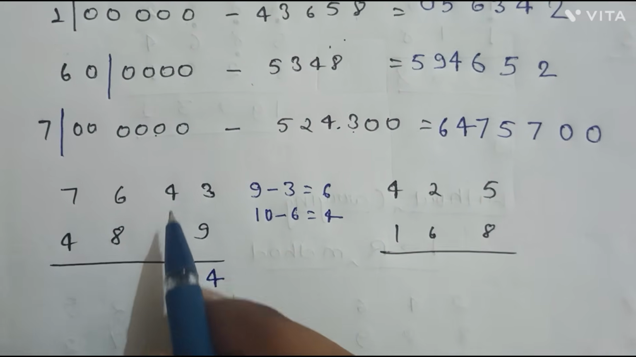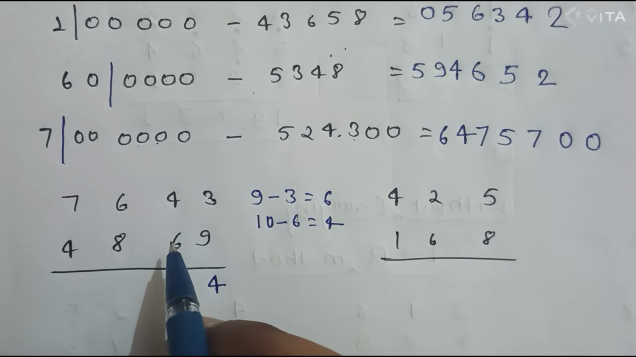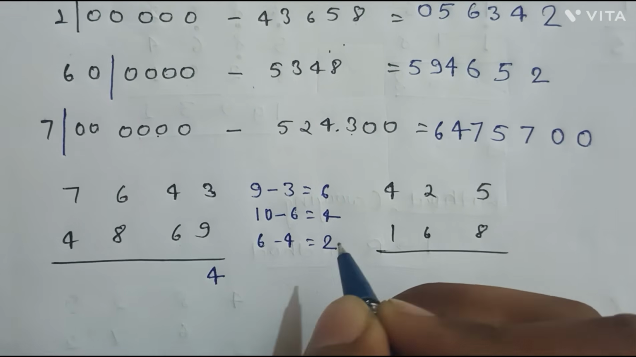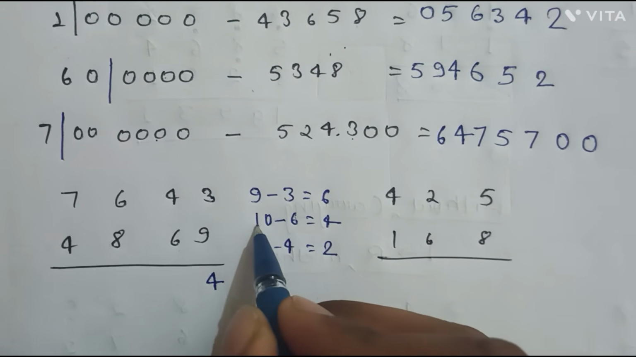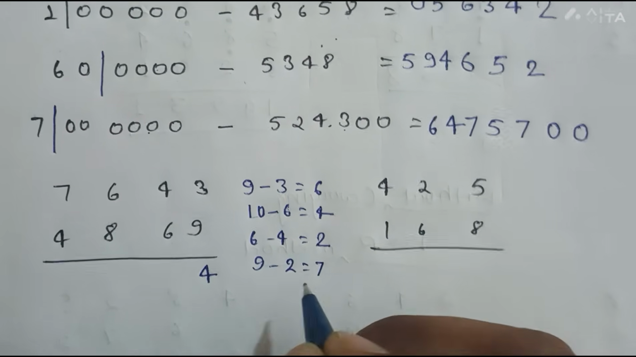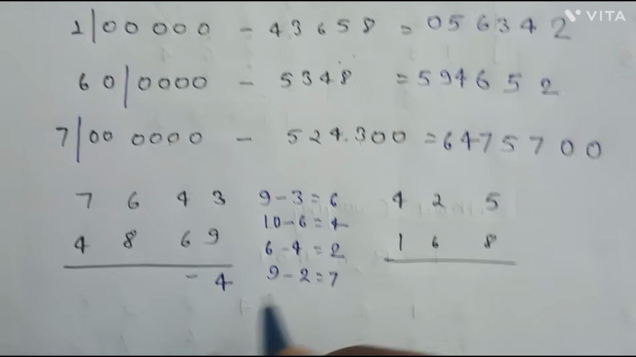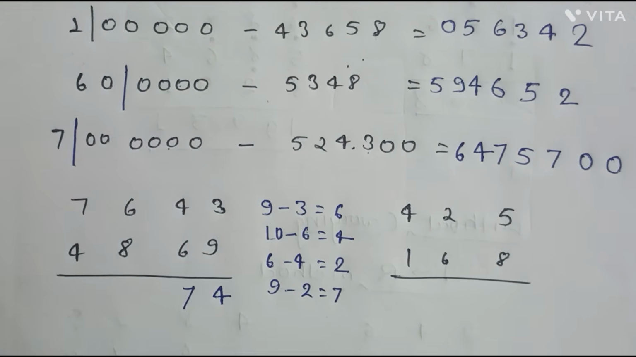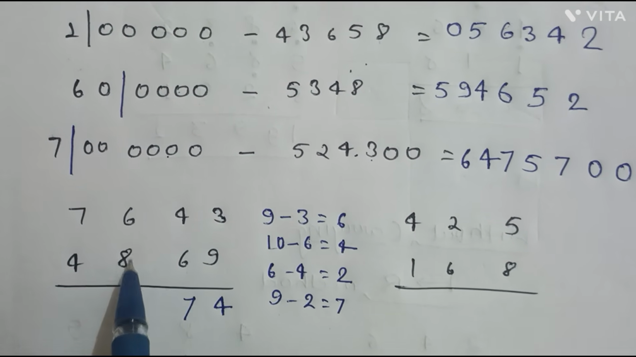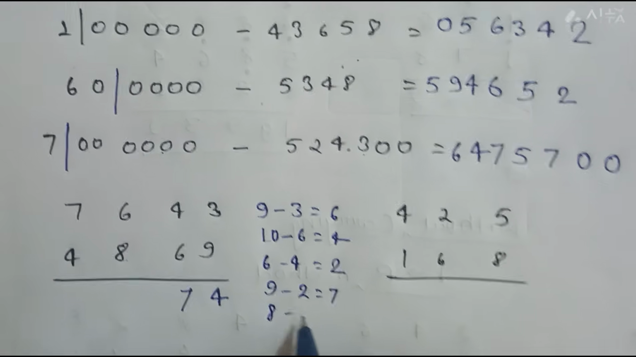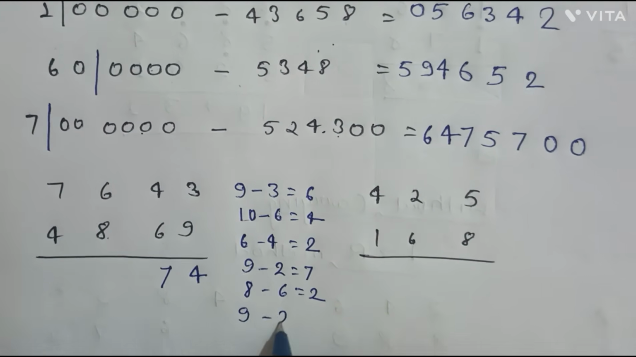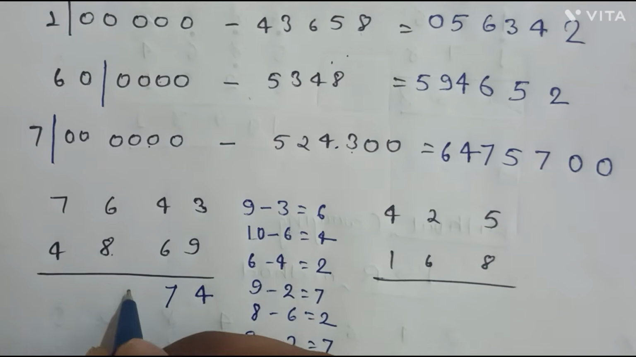Now the next is 4 and 6. 6 is greater, so again we do 6 minus 4, which gives us 2. The last is done from 10 and all others from 9, so 9 minus 2 gives us 7. We write 7 over here. Now we go to the next step, that is 6 and 8. Again 8 is greater than 6, so 8 minus 6 is 2, and then again we subtract it from 9. So 9 minus 2 gives us 7. We write 7 here.